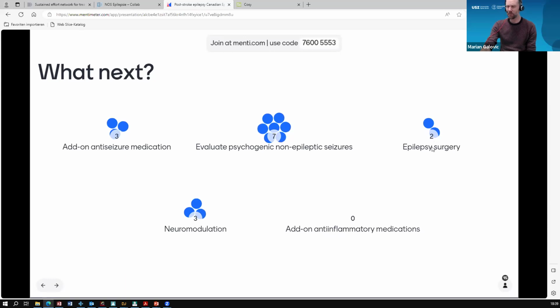Epilepsy surgery, well, that might be quite tricky, to be honest, because she has this pretty large stroke, so it would be difficult to figure out what to resect, actually. Add another seizure medication, yes, why not? And neuromodulation may be an interesting option, particularly in post-stroke epilepsy. And I will show you why.